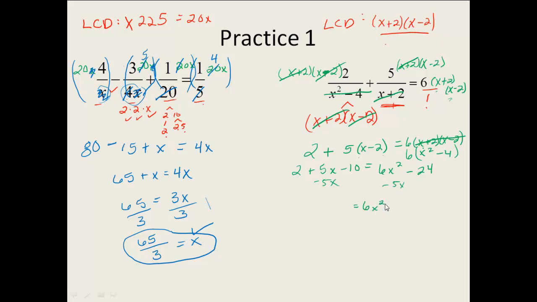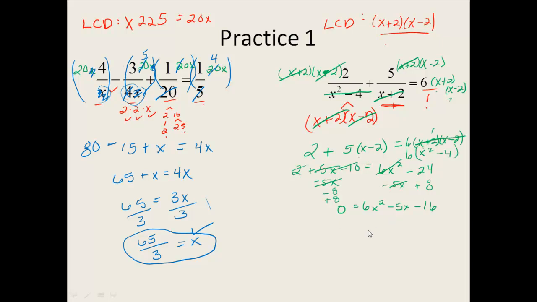So I'm going to have 6x squared minus 5x. I can't actually combine it with anything. Let's see, and then this 2 minus 10 over here would be a negative 8. So to bring it over to the other side, I need to add 8, and I need to add 8. That's going to give me a negative 16. So now I've got my quadratic set equal to 0.